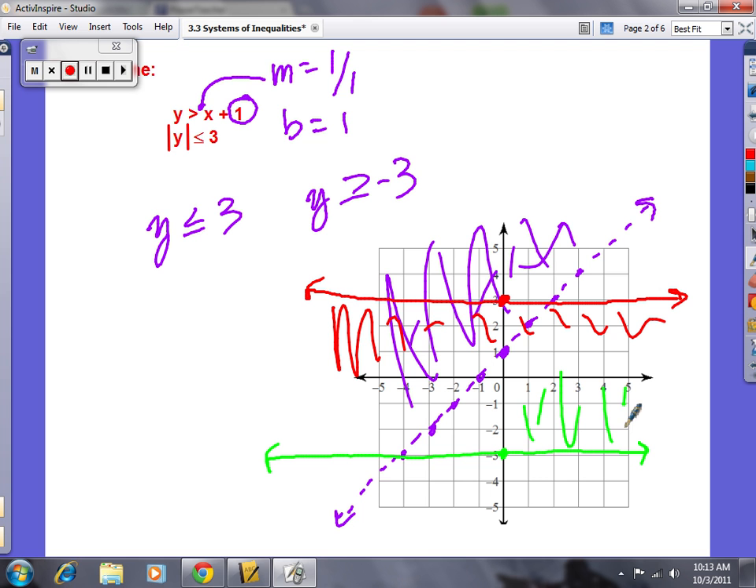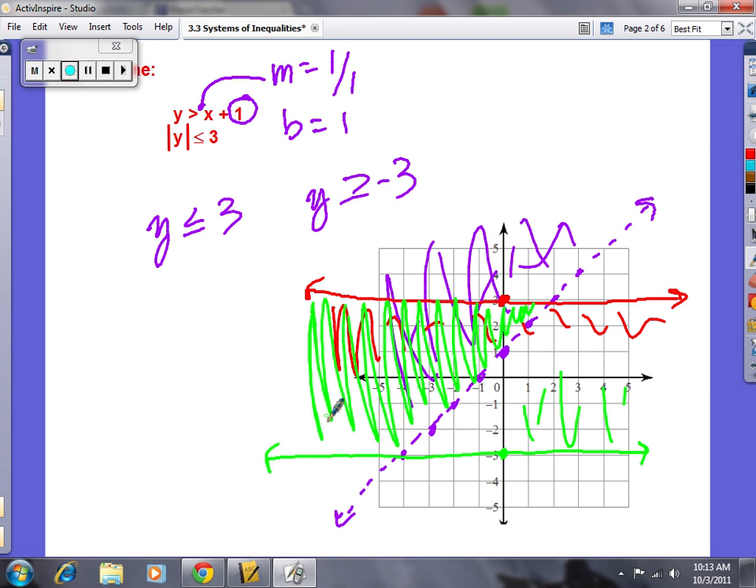So where's the region that they all have in common? It's got to be above the green, below the red, and above the purple. So it's going to be anywhere right here. That is the one region where they all overlap. They've all got in common. So this stuff's kind of fun.